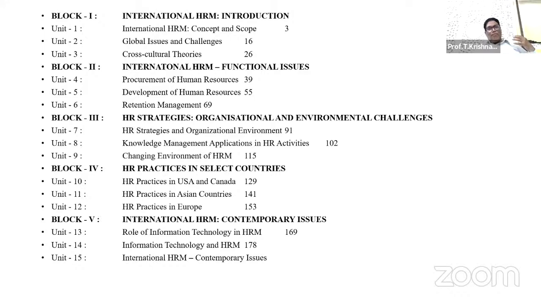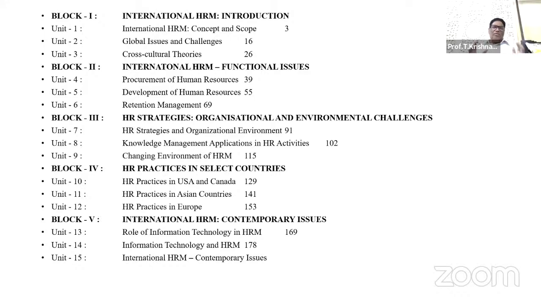Then the last block focuses on international HRM and contemporary issues, wherein we are going to discuss several aspects like IT and HRM, and the relationship between IT and HRM, and international HRM contemporary issues. These are the things which we are going to focus on in this particular subject. I think a knowledge of this subject will be of immense help to the people who are working in MNCs, who are managing human resources in MNCs.